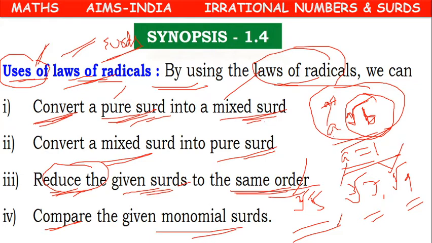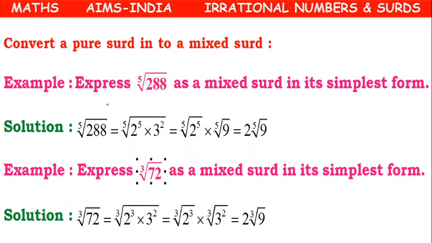And we can compare the monomial surds. Monomial surds means single surds. Suppose root 3 is there, root 5 is there, we can find the relation between the two monomial surds. So we can do all these things with the help of laws of radicals. Let's see one by one.